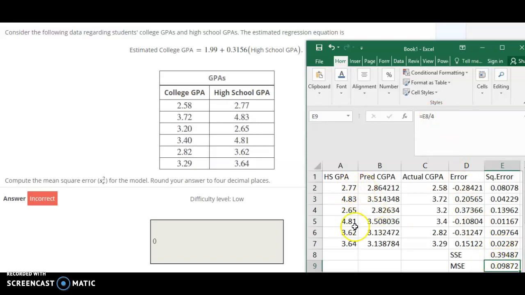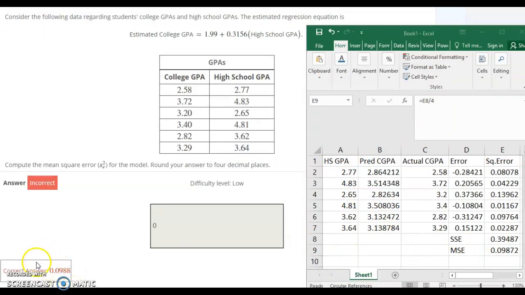If there had been 20 students here, we would have divided that sum of squared errors by 18. So we're dividing by 2 fewer than the number of observations that we have here. So that does give us our mean squared error. And you can see that right here, 0.0988.